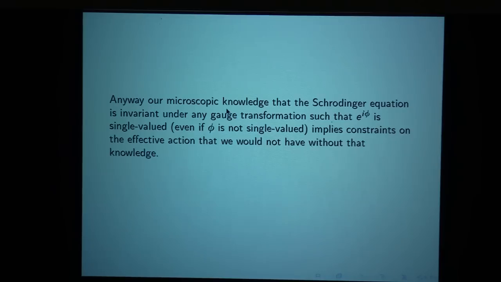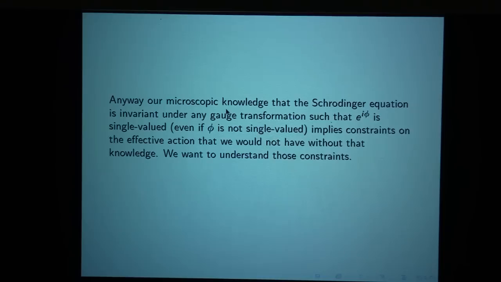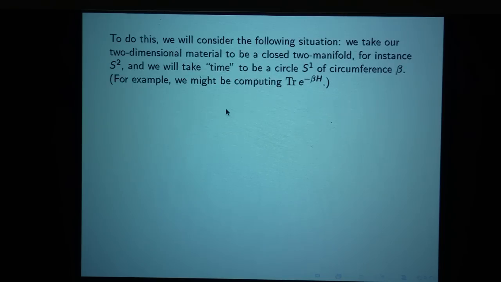Anyway, we have microscopic knowledge that the Schrödinger equation is invariant under any gauge transformation where e to the i phi is single-valued, even if phi is not. And that applies constraints on the effective action that we would not have without that knowledge. So we want to exploit those constraints. It would be a shame not to use this knowledge to learn what it implies for the effective action.